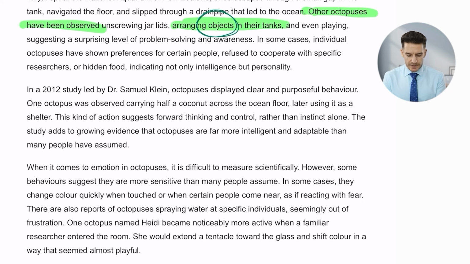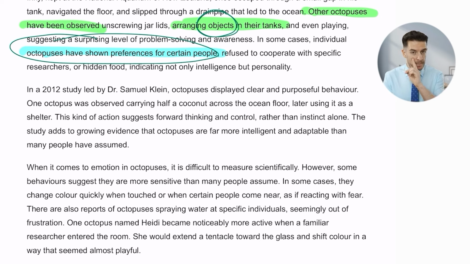So let's start here. Even playing, suggesting a surprising level of problem solving or awareness. That's what it was talking about before. In some cases, individual octopuses have shown preferences for people. Okay, there we go. Could be here. Let's just keep reading. Refuse to cooperate with specific researchers. Hidden food, indicating not only intelligence, but personality. So remember, we were looking for something that octopuses have when it comes to people. Well, if you look at this sentence, what do they have? Correct, they have preferences. We're looking for a noun, and that seems to fit.